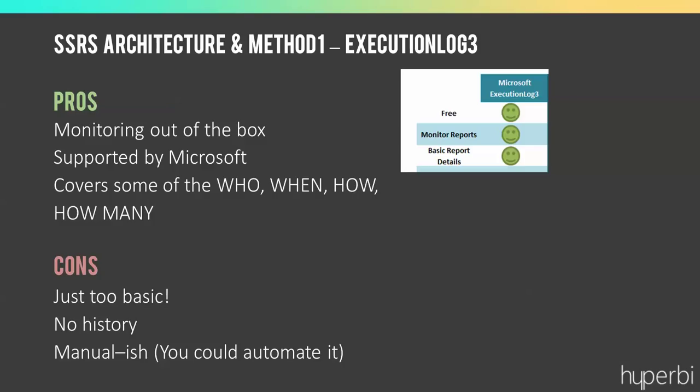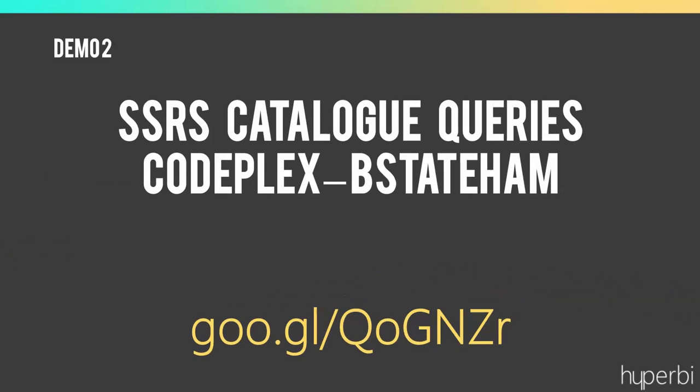But for me, the cons are that it's just too basic. There's no history, and it's very manual. Yeah, you could schedule it yourself. You could write a report based on top of the execution log view if you wanted. You could do sort of stuff like that. But it does work if you just want a fast and dirty way. If you want to know more about your reports and more about what they contain, then you might want to look at our method number 2.